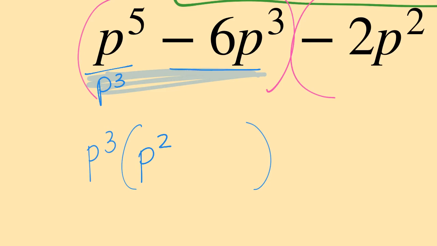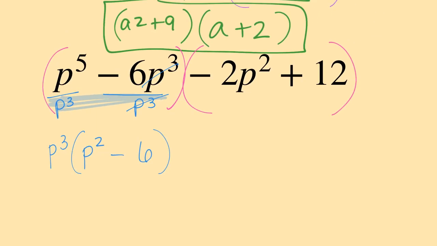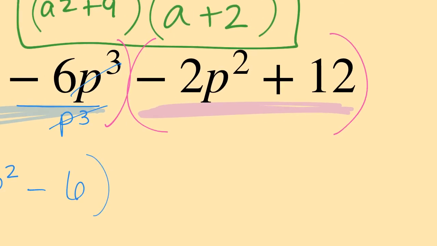And if I divide the second one by p to the third, the only thing I would have left over is that -6, so -6. All right, in the second group, let's take a look at that. So what's the greatest common factor here? Well, once again, we have a negative in the front, which means I do need to take out the negative. So I'm definitely taking out the negative.